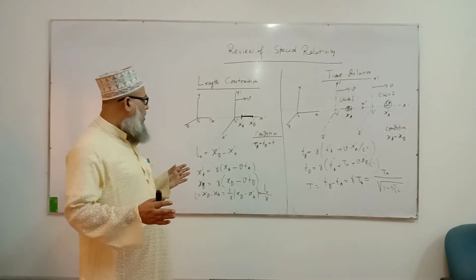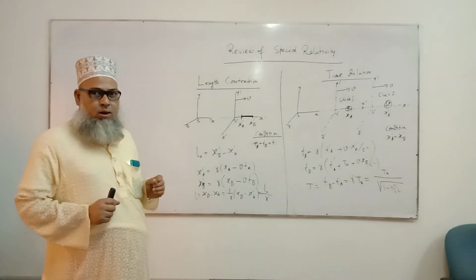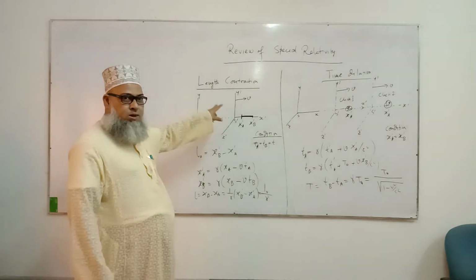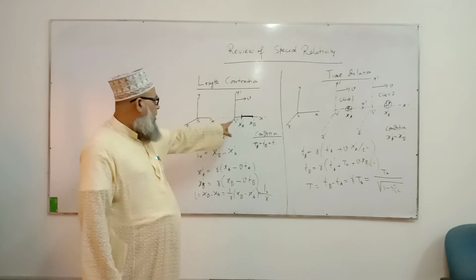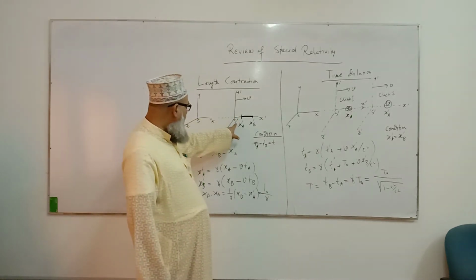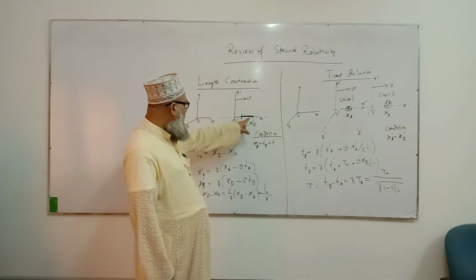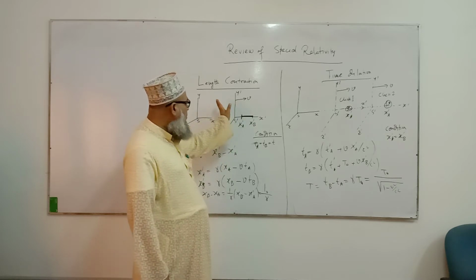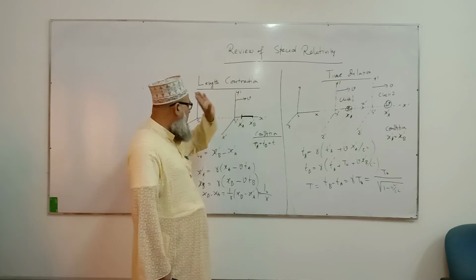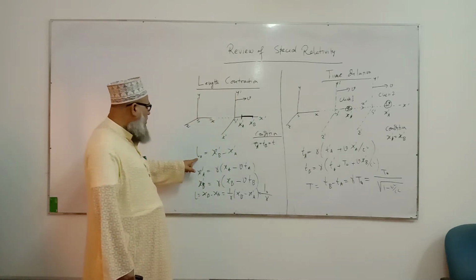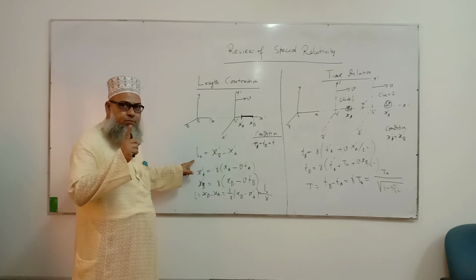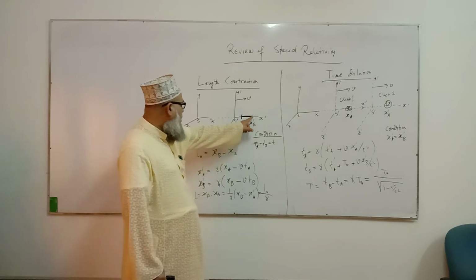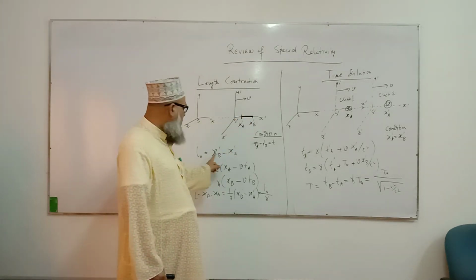Say, I have a rod and these two frames in standard configuration. The rod is in the S prime frame and the endpoints of the rod are XB prime and XA prime. This S prime frame is moving to the right with velocity V. L naught is called the proper length. What is this? XB prime minus XA prime. This is the proper length.